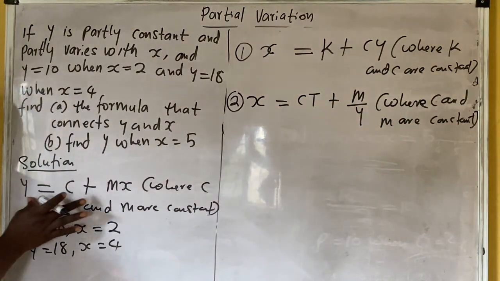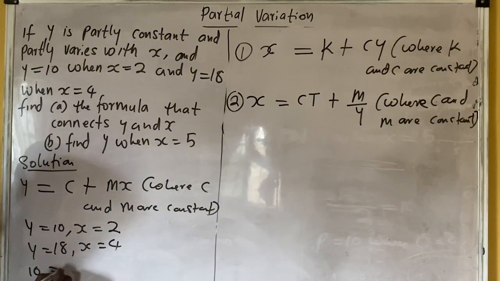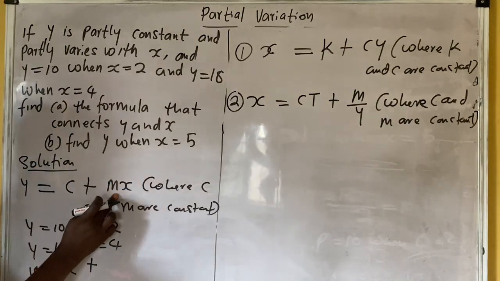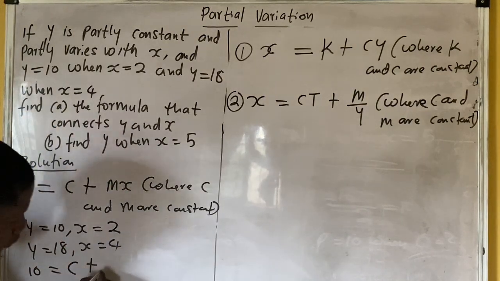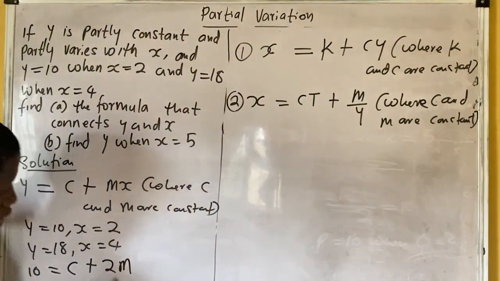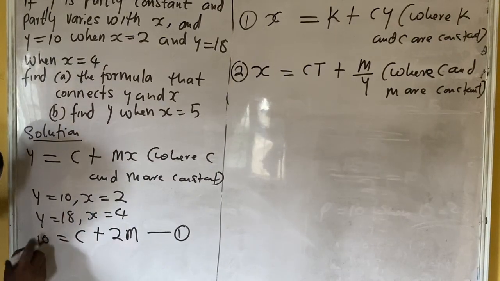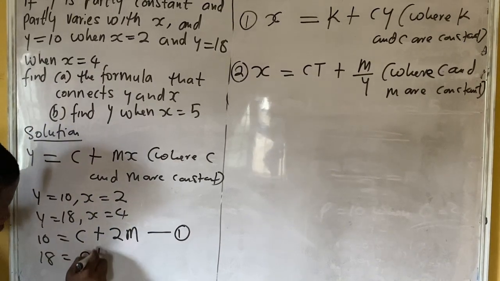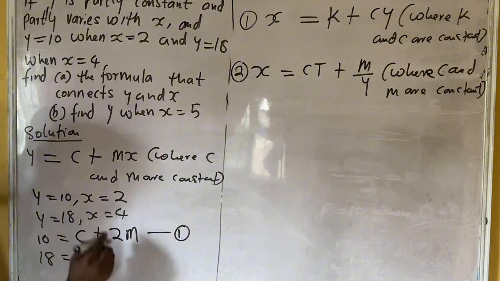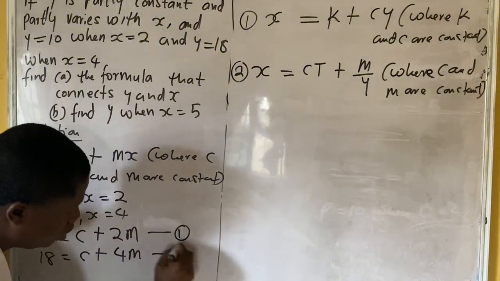So this is our working formula. We have 10 is equals to c plus m times x, which is 2. So we have 2m. So this is the first equation. From the second part, we have it that y is equals to 18. So we have 18 is equals to c plus, our x is 4, so we have c plus 4m. And this is equation 2.